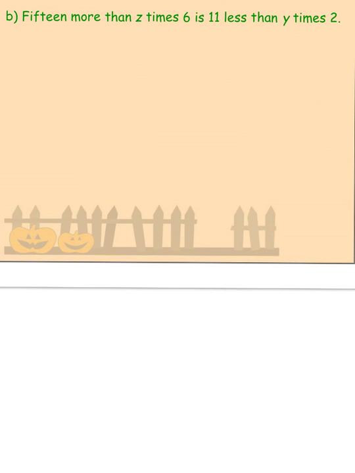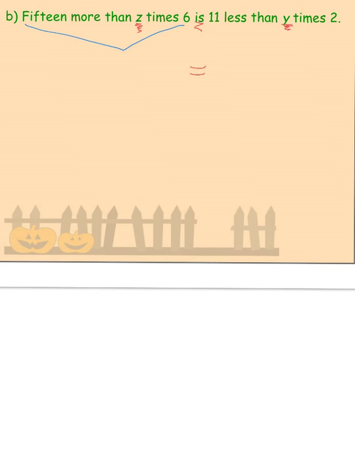Let's look at another one. So this one says 15 more than z, oh, I see a letter, times 6 is, oh, there's a keyword for me. That's going to tell me my equal sign goes there. Is 11 less than y times 2? So I underline y. There's our other variable, or unknown, I should say.